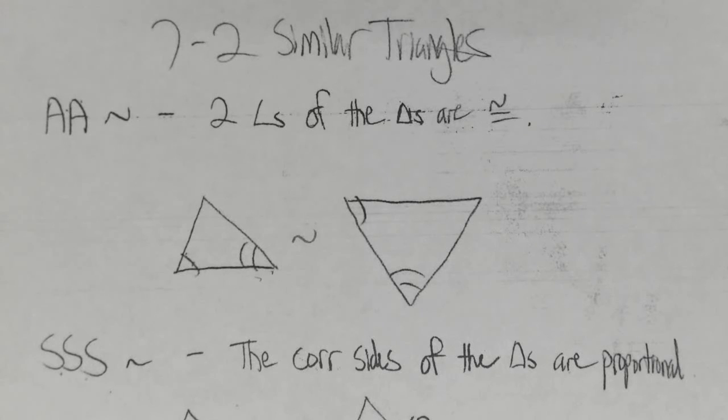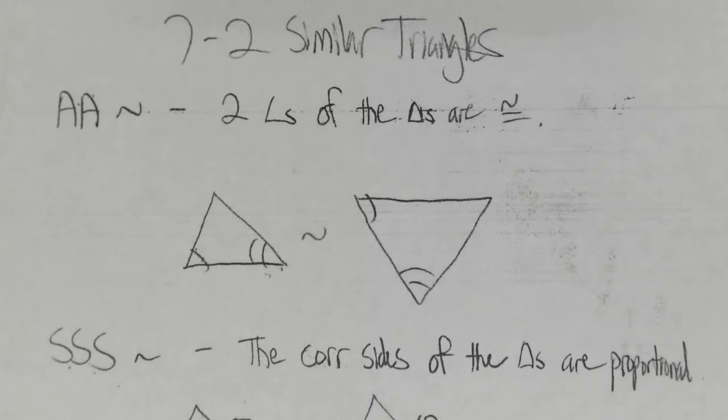Okay, in this section 7-2, we are looking at similar triangles. Now, just like we had theorems that we could use to show that triangles are congruent, we also have theorems that we can use to show that two triangles are similar. Remember, similar means same shape. They can be various sizes, but still be the same shape.